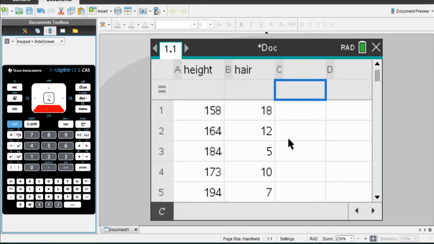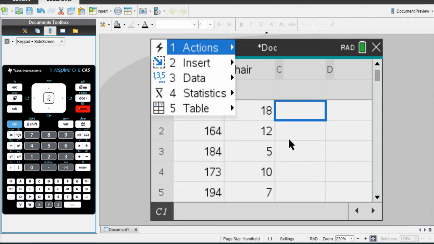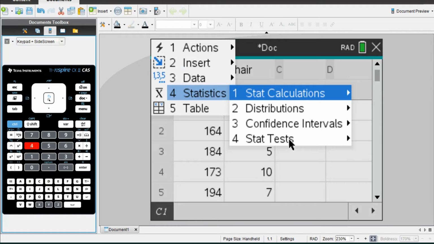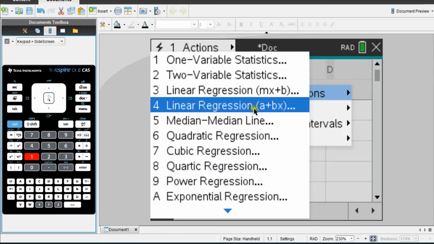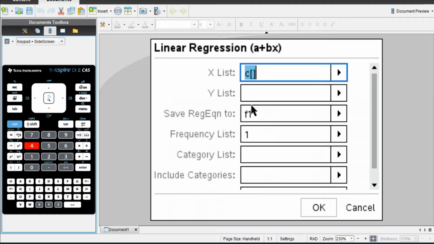And remember when I said before, menu 414, you're literally going to press menu, statistics, so number 4, number 1, stat calc, and then number 4, linear regression, A plus BX down here. So you press the number 4. And this brings this up.